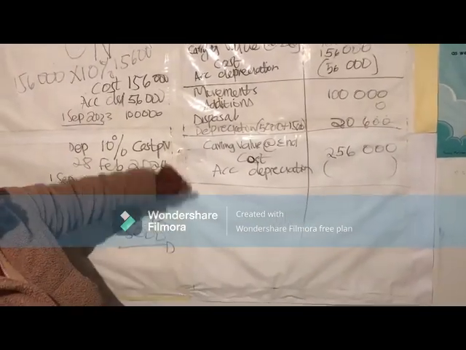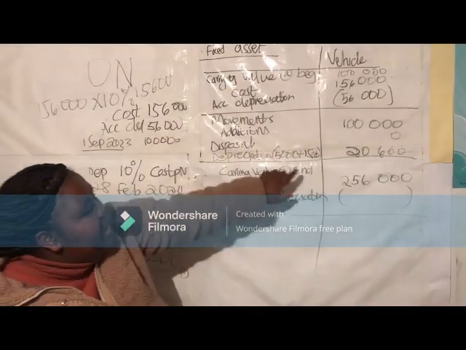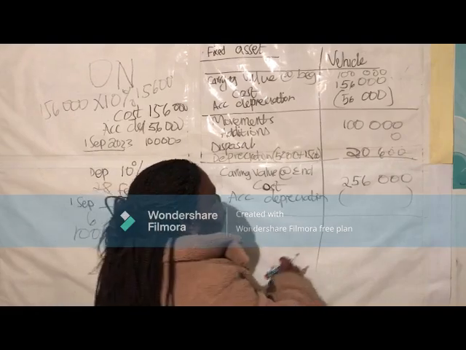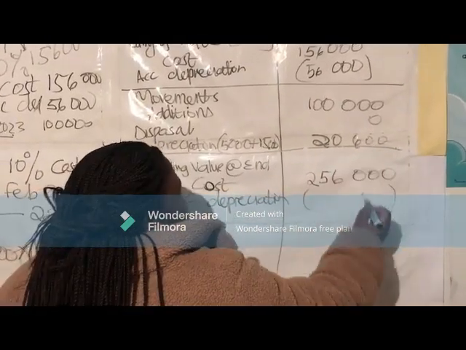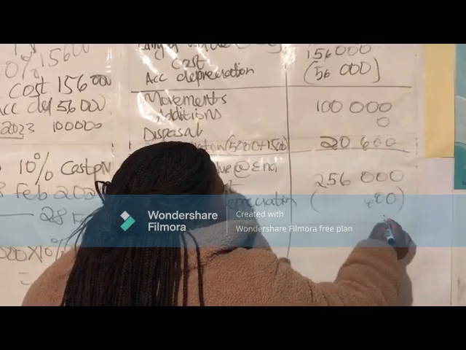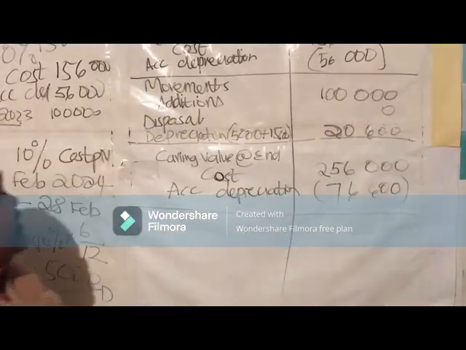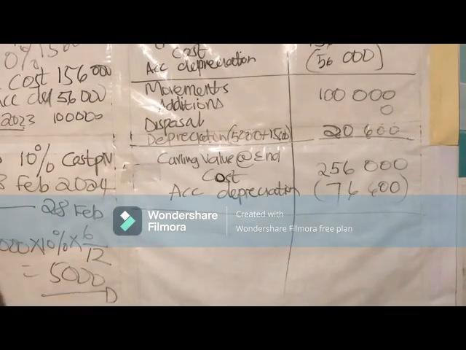Now let's do the accumulated depreciation. So accumulated depreciation will be the accumulated depreciation at the beginning plus this depreciation during the year. So it's going to be the 56,000 plus 20,600. We're going to have 600 here, and then 6. It's going to be 76,600.